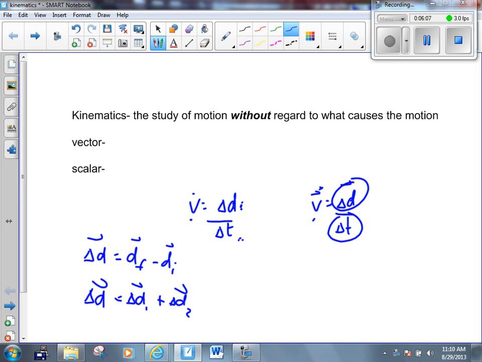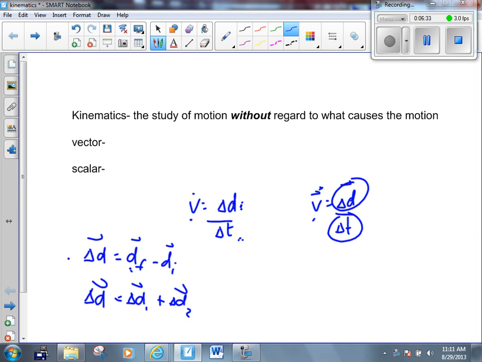See, delta d is equal to df minus di, and then delta d is equal to d plus d. It's all what d means. Okay? df and di are positions, where something is now versus where it was before, as opposed to delta d, which is how far something's gone. The displacement over an interval added to the displacement over another interval.